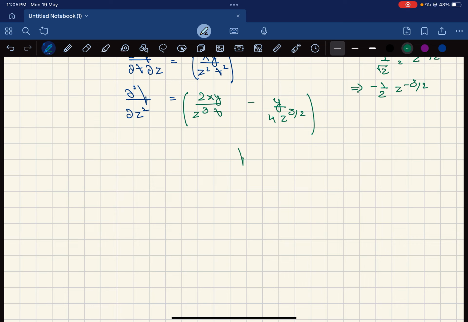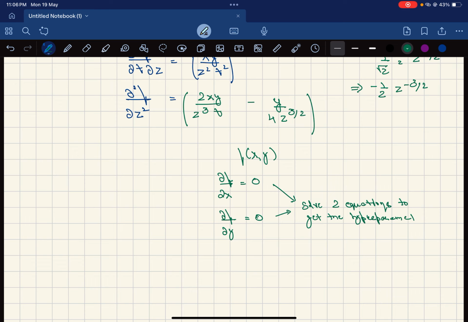So let us say we have a function in 2 variables. To maximize it, we set ∂f/∂x = 0 and ∂f/∂y = 0. And now there are 2 equations which we get. We solve the 2 equations to get the hyperparameter values. So this is an application of how the partial derivatives could be used.